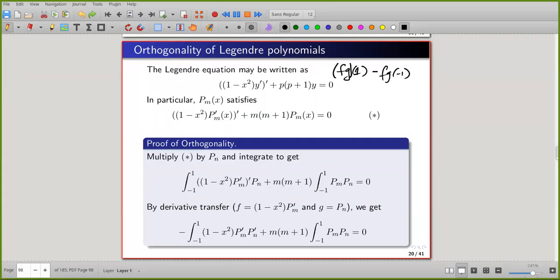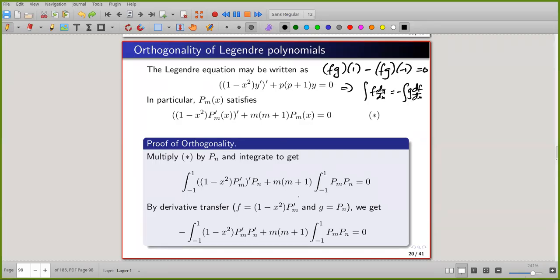So derivative transfer says that if fg of 1 minus fg of minus 1 is equal to 0, which is going to happen if both these are individually 0, then this will obviously happen. Then integral f dg by dx is equal to minus integral g df by dx. Okay, so we are going to use this repeatedly.